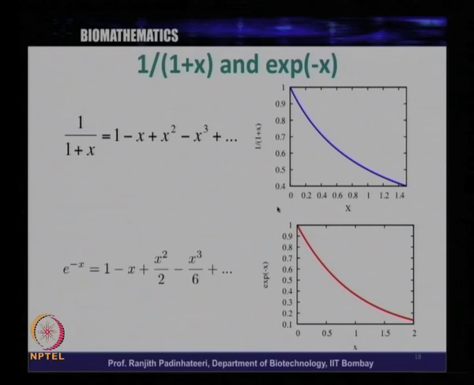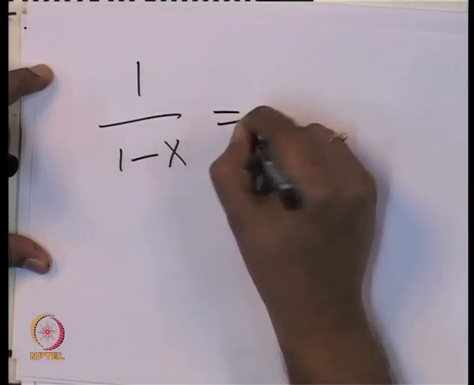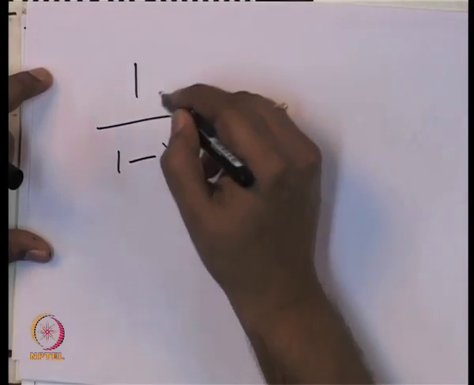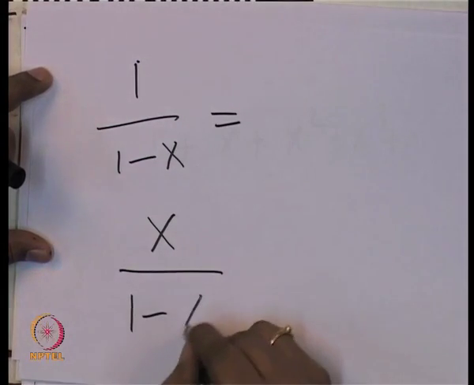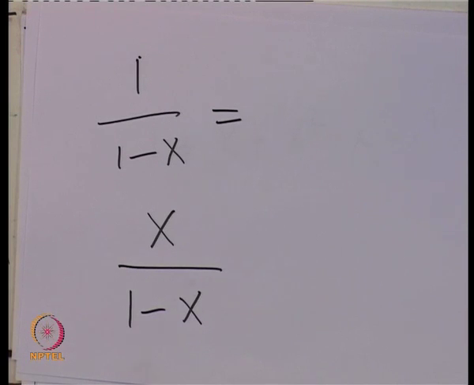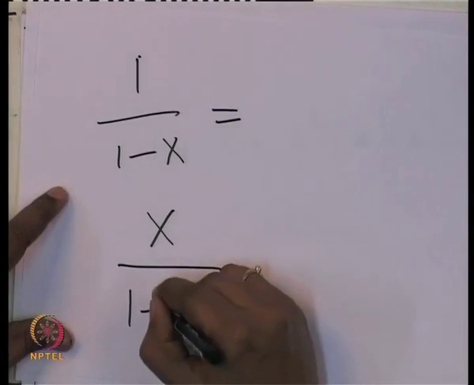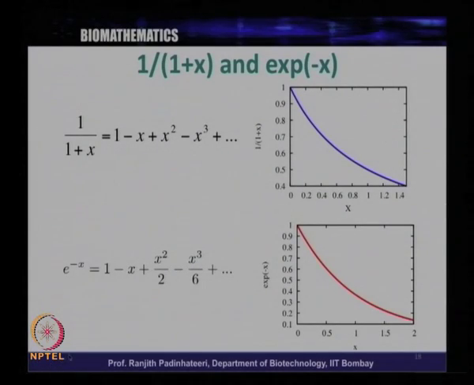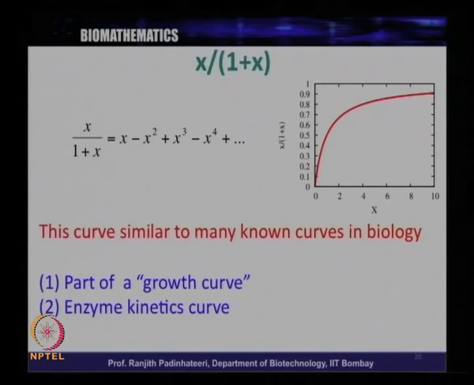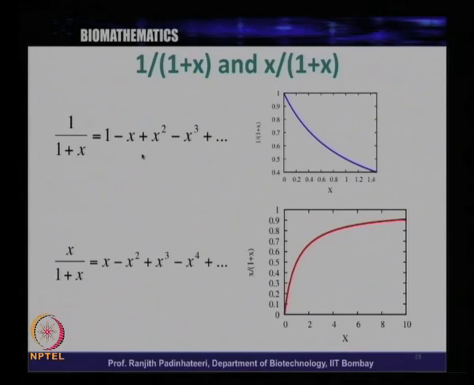Now, why am I coming to this? We saw we have this function 1 by 1 minus x. Now, if we multiply this with x, what do we get? Or in other words, let us think about x by 1 plus x. So, let us look at the next slide, which is x by 1 plus x. Let us have a look at this function.